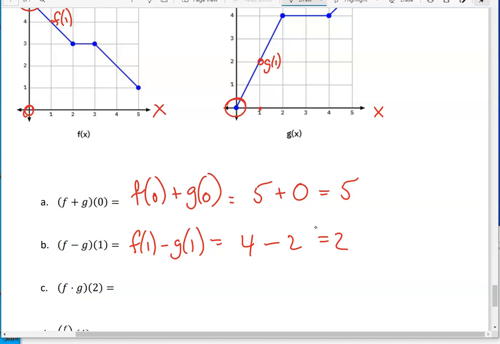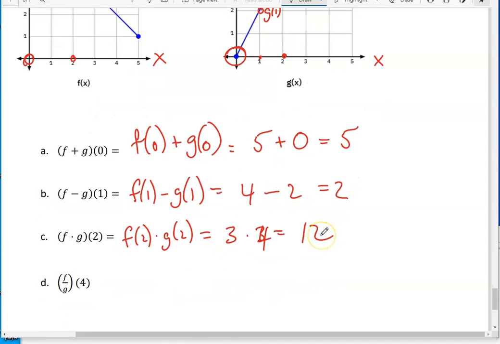F times g of 2, automatically think to yourself, f of 2 times g of 2. F of 2 is, here's my x of 2, my f of 2 is 3. F of 2 is a 3. G of 2, here's where x is 2. I get an output of 4. That's my g of 2. 3 times 4 equals 12.